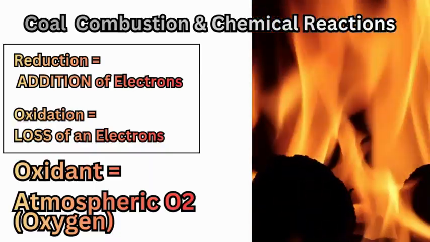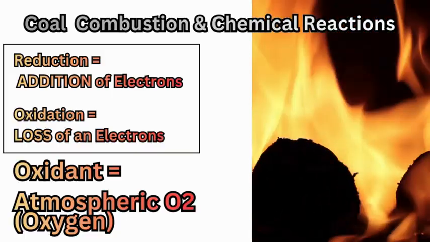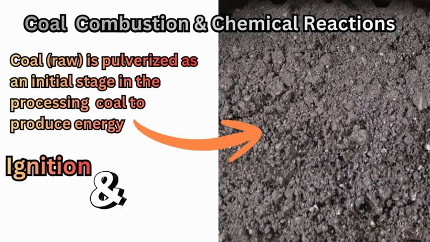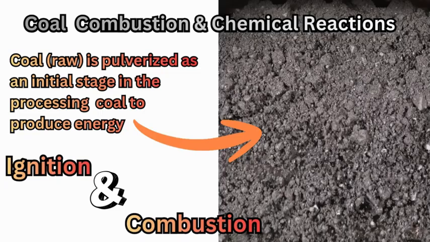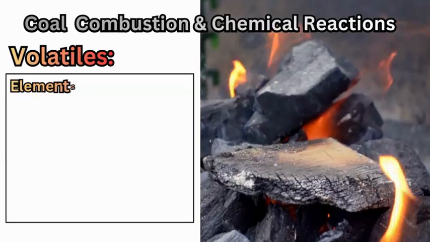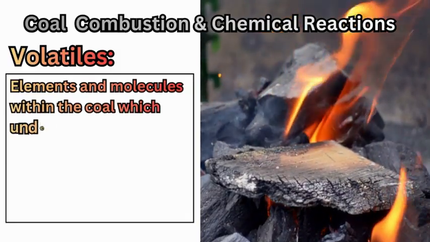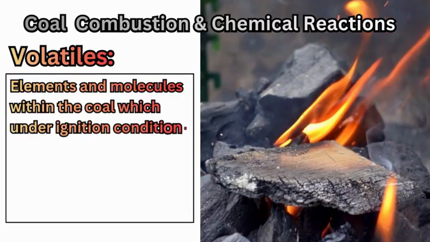The coal in the coal power plants is first pulverized into a fine powder, which increases the surface area and allows for ignition and combustion to occur in a more efficient manner. After the heat has been applied to the coal, the initial chemical reactions release the volatiles or the gases within the coal, as mentioned prior, referring to the carbon and the additional elements within the coal itself.